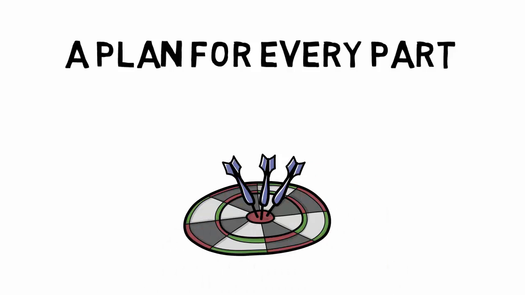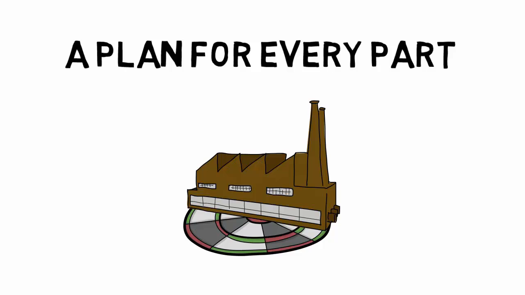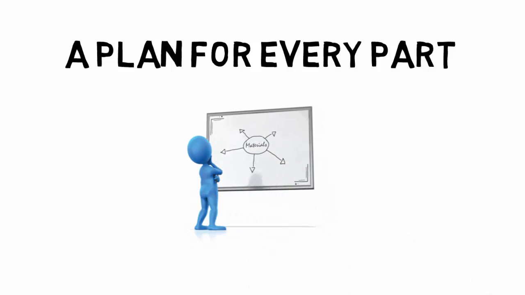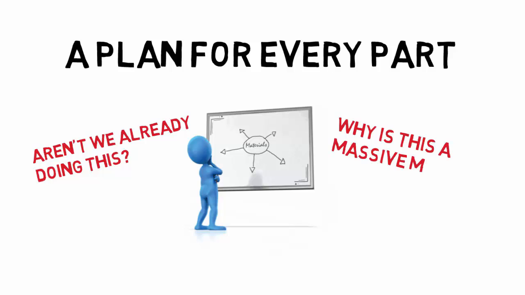The target area could be the entire factory, which of course is your long-term goal, but it could also be an implementation project that you're working on, like a new production line or even a small production cell. So we'll go over the different types of plans that you'll need to develop in a minute. But first, let's answer the question you may have, aren't we doing this already? What is this massive mistake?